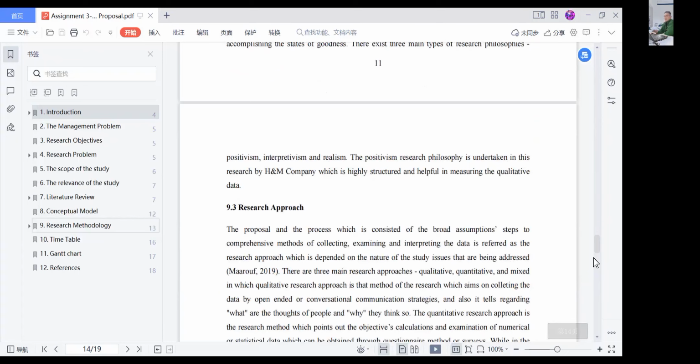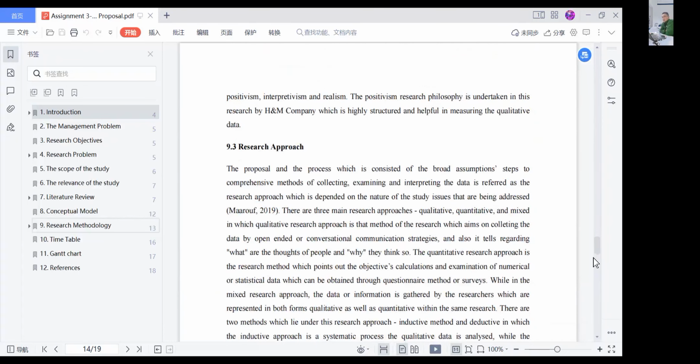positivism, interpretivism and realism. The positivism research philosophy is undertaken in this research by HM company, which is highly structured and helpful in measuring the qualitative data.